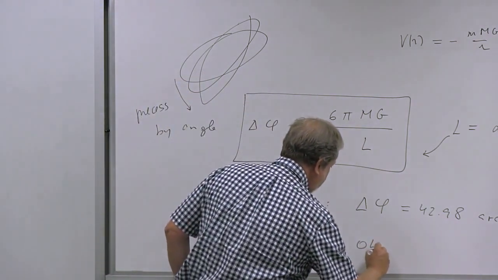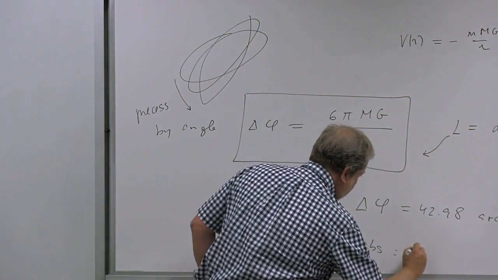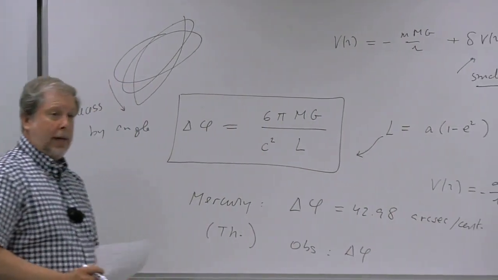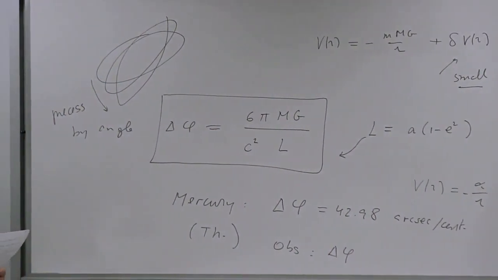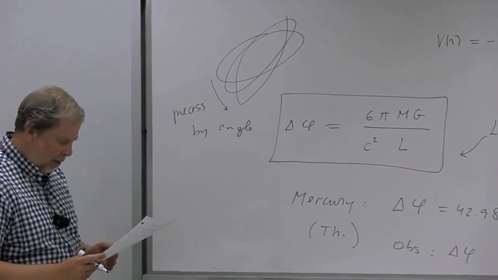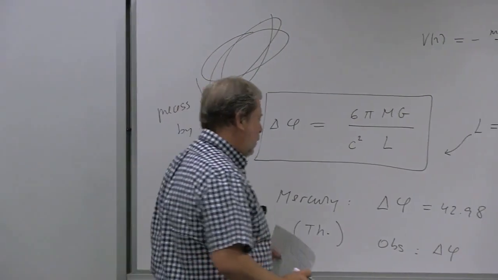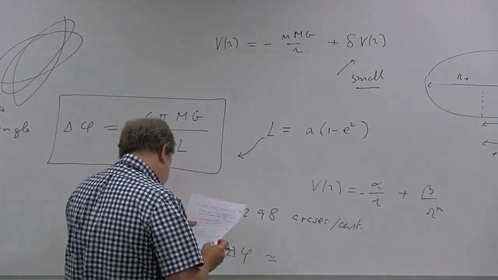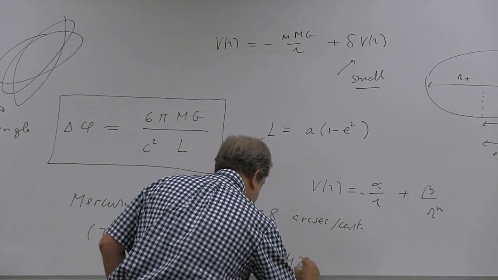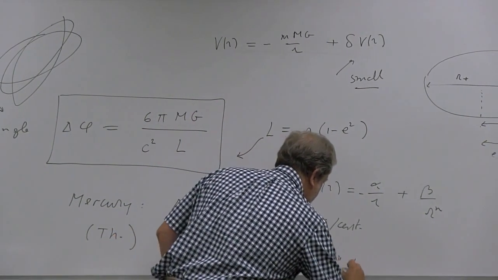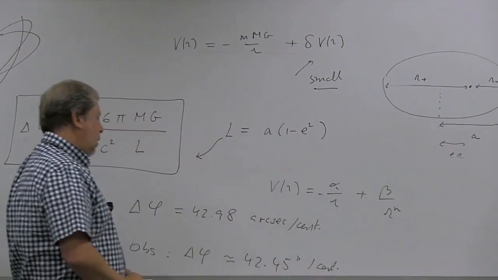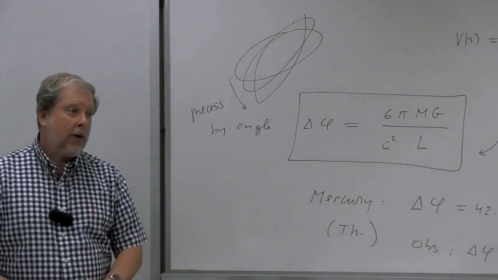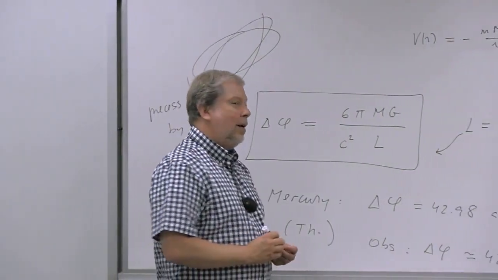experiment, right? Because observation gives, and it was known already in Einstein's time that there was this anomaly, that the precession of perihelion of Mercury was not entirely explained by all the effects that people knew about at that time. And so delta phi today, the observed value, is about 42.45 arc seconds per century again. So these numbers are quite close. The observational value has changed a little bit over the years.